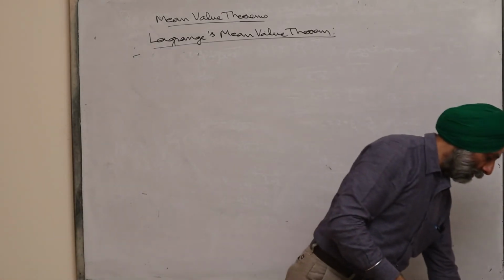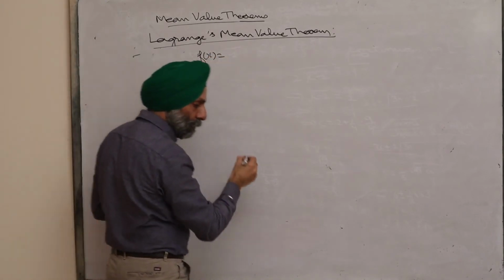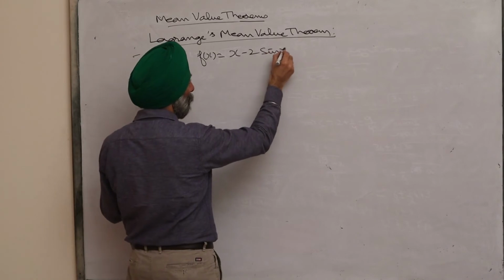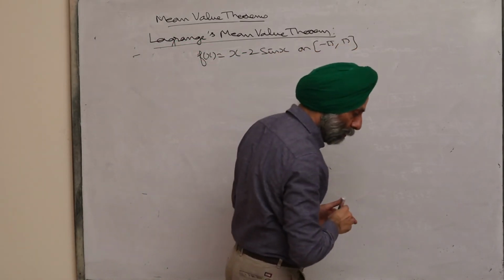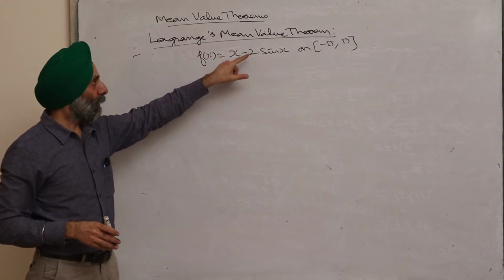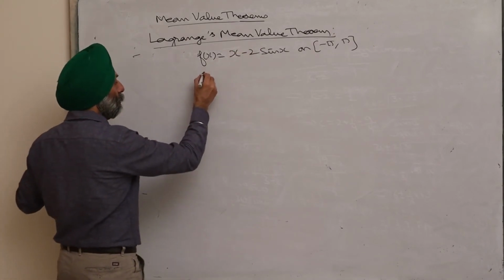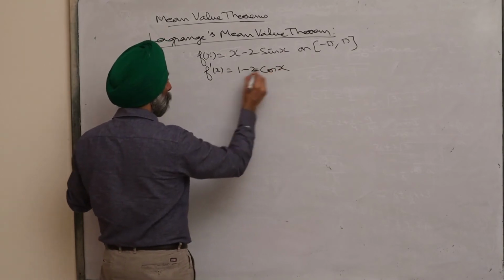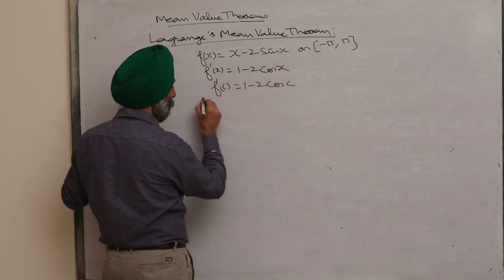Now next is f(x) = x − 2 sin x on the interval −π to π. Now this being a polynomial and this being a trigonometric function is continuous and differentiable. So what is f′(x)? It is 1 − 2 cos x. f′(c) is 1 − 2 cos c.